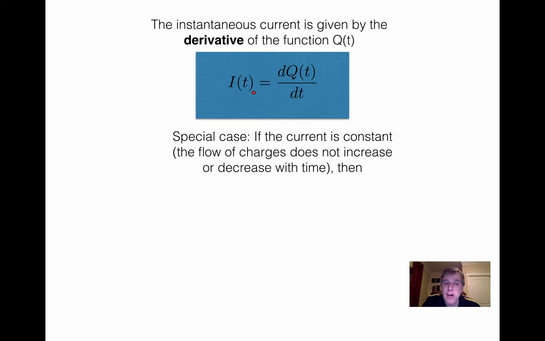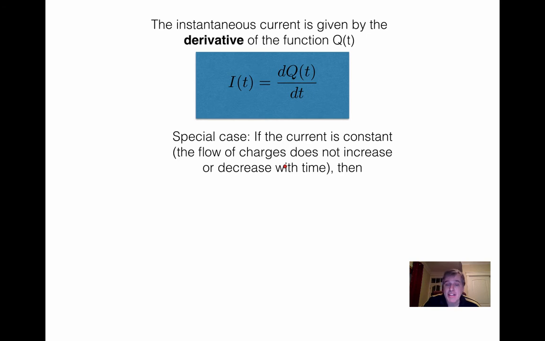Same thing here. There's a special case of current: constant current. What that means in our case is that if you look at the flow of the charges, if the current is constant, it means that the flow of charges is constant. The charges don't speed up or slow down. They just move at a regular, constant rate through the wire.